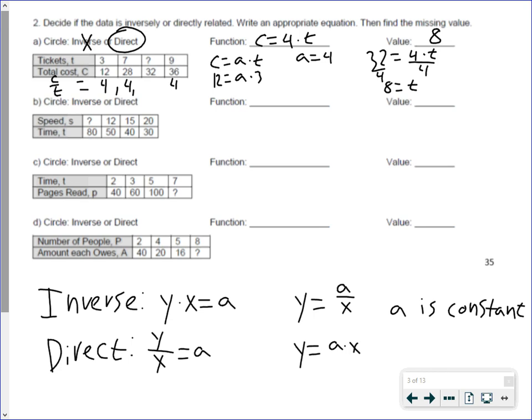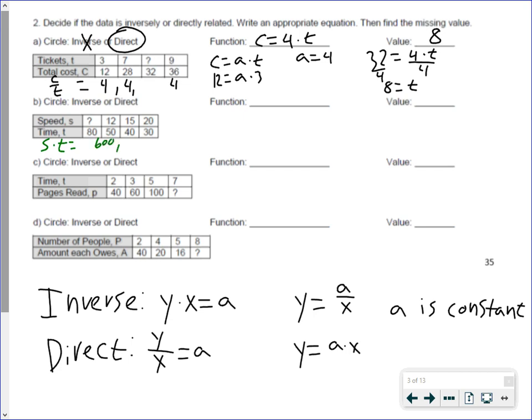All right, now for 2b. For 2b, we're going to go about it the same way. The very first thing we need to do is see, are we an inverse variation or a direct variation? So I'm going to check if it's an inverse first. So I'm going to multiply each pair of terms, just s times t, and see what I get. I don't know what my speed is when my time is 80, but when my time is 50, my speed is 12. 50 times 12 is 600.